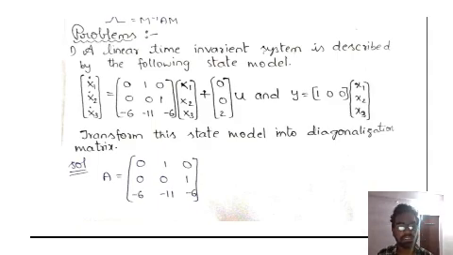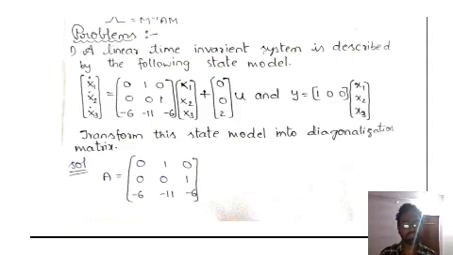The question is, a linear time invariant system is described by the following state model. Here x1 dot, x2 dot, x3 dot equal to the matrix 0 1 0, 0 0 1, and minus 6 minus 11 minus 6, times x1, x2, x3, plus 0 0 2 of u, and y equal to 1 0 0 of x1 x2 x3. Transform this state model into diagonalized form.